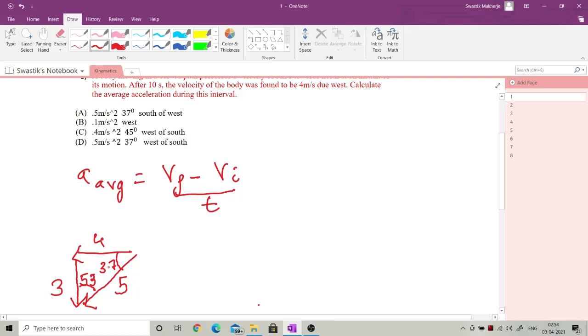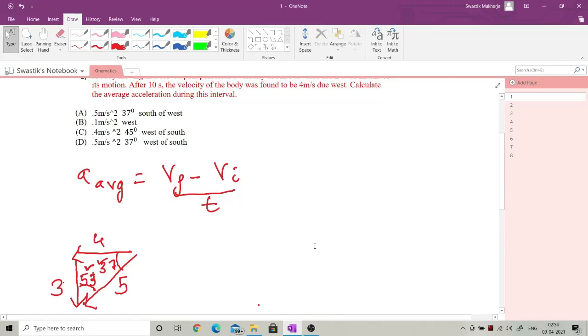Now many times we will get confused as to which one is 37 and which one is 53. So you should remember that by the tan theta. Tan theta 1 is greater than tan theta 2 if theta 1 is greater than theta 2, and 3 by 4 is less than 4 by 3. So the angle opposite to 3 will always be lesser than the angle opposite to 4. Angle opposite to 3 is 37, and angle opposite to 4 is 53. You can remember this by this method. I used to do that.